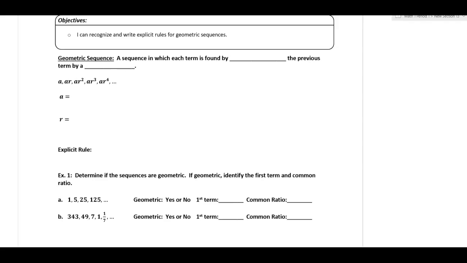So a geometric sequence is a sequence in which each term is found by multiplying, right? And we said or dividing, right? Now, the division is the tricky part, and we'll get to that later on. But it's found by multiplying the previous term by a common ratio. Okay, so when we're given a geometric sequence, you start with your first term, then you multiply the first term by some r, then you multiply it by r again, then r again, then r again, and it keeps going and going and going.